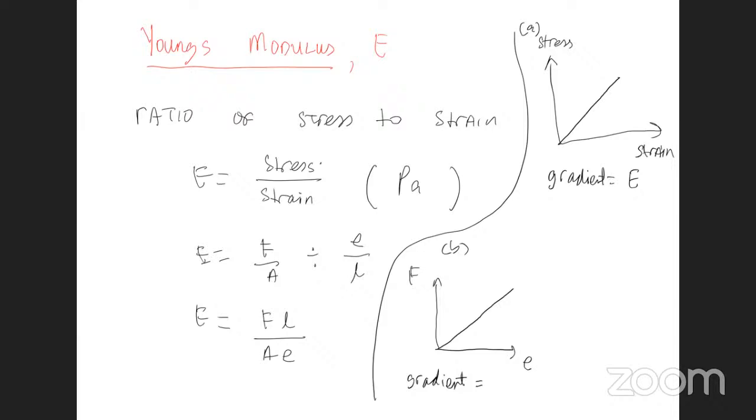Well, what about the second graph? If you use F is equal to k e, then k is equal to F over e, right? So the gradient is the spring constant, k, or the material constant, whatever it is.